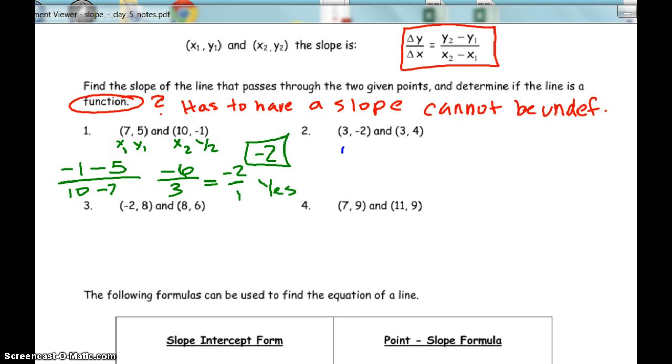So we have y2 is 4 minus -2 divided by 3 minus 3. Negative minus a negative, we want to turn into a positive. 4 plus 2, 6. 3 minus 3 is 0. When it comes to dividing anything by 0, we cannot actually do that. That's undefined.